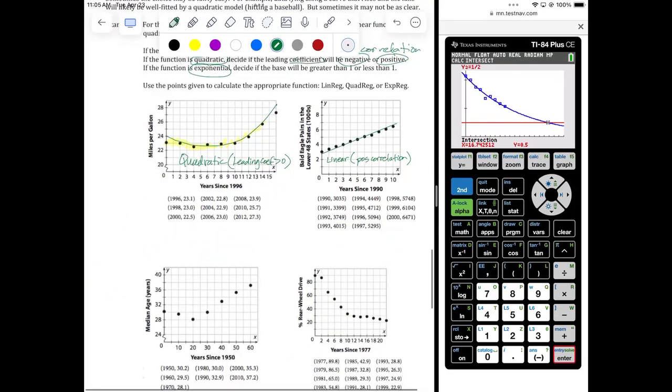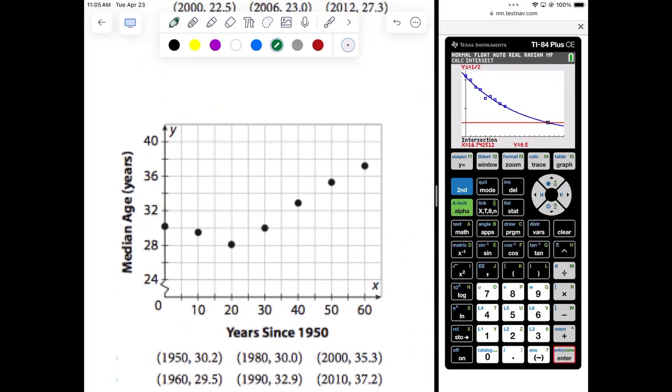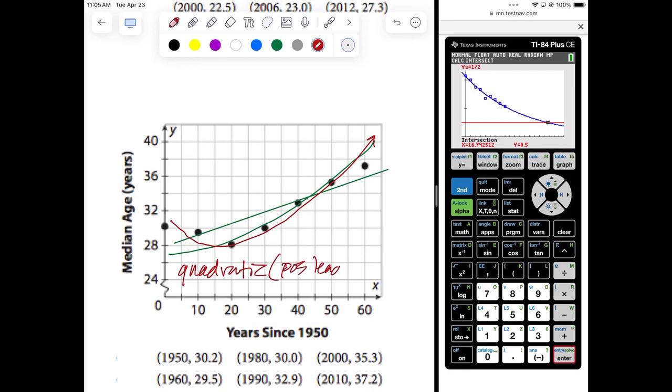All right. What about this one? What would you guess on this one? Exponential would look like that. Linear would look like that. But it looks like it's dipping down and then going up, which would be what? Again, quadratic with a positive leading coefficient.